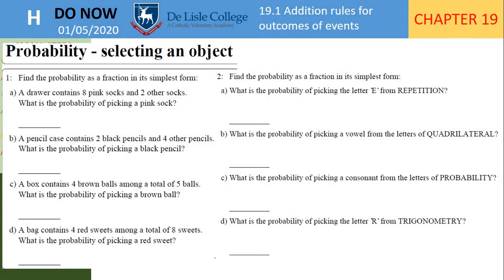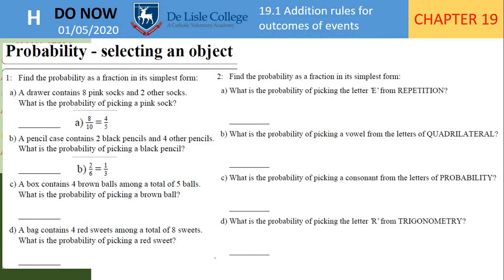So question 1A, a drawer contains 8 pink socks and 2 other socks. What is the probability of picking a pink sock? So this will be 8 out of the 10 that are in the drawer. So 8/10, which will cancel down to 4/5. Part B, a pencil case contains 2 black pencils and 4 other pencils. What is the probability of picking a black pencil? This will be 2/6 cancelled to 1/3.